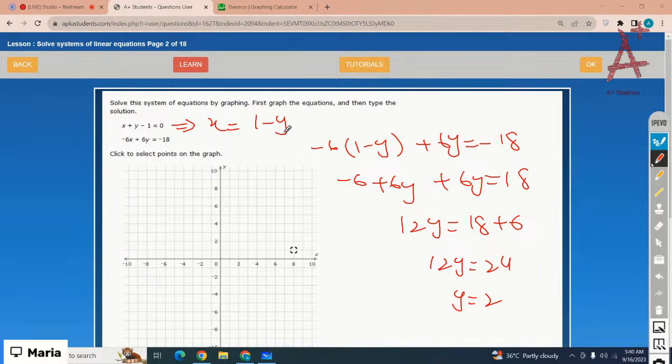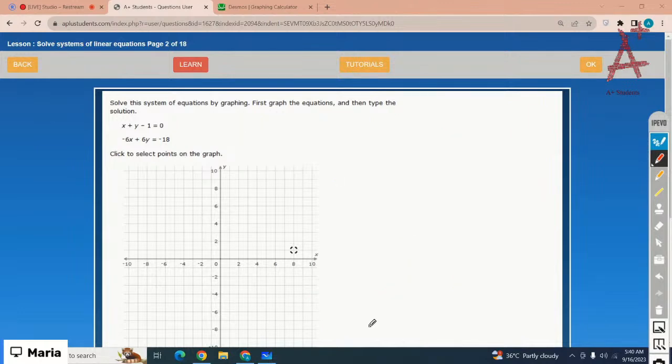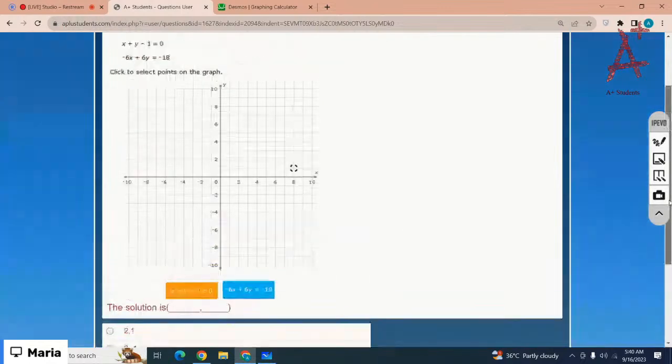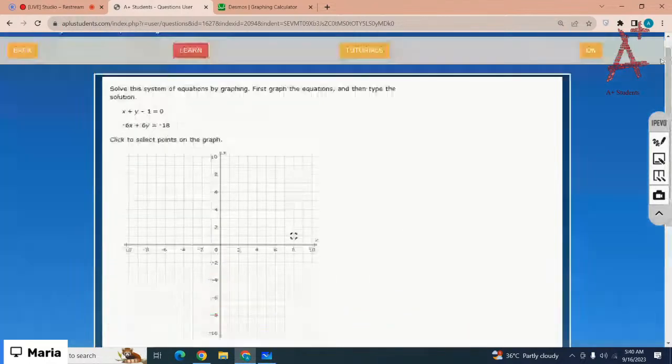So you can put the value of y here and calculate x. So it would be 1 minus (negative 1), that is 2. So the solution of the equation is x is 2 and y is negative 1. That is, (2, negative 1) is the solution, right?